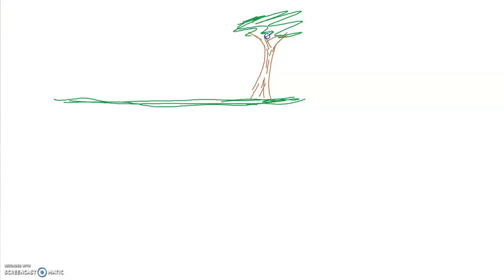Here's my nice tree. Okay, unfortunately the tree happens to be on fire. There we go, draw some fire in there. All right, so there's some fire, there's some smoke coming out of it. Then we've got the fire truck coming. So the fire truck saw the fire, saw the smoke, and they're coming to the rescue here.